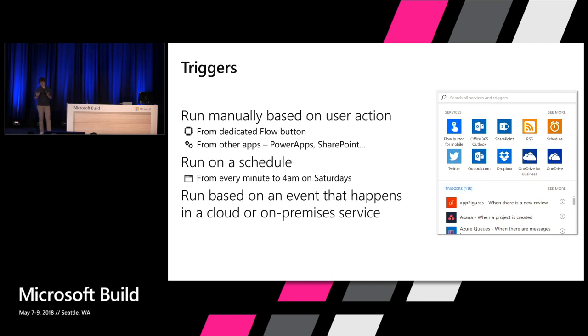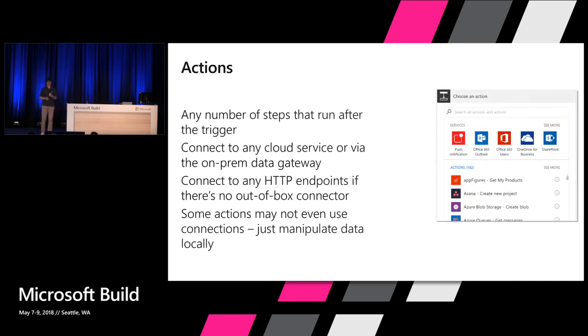Finally, and this is the most common way that people run flows, is by running in response to an event that happens out in the cloud. So if I get an email or a file gets uploaded or somebody posts an RSS feed, all of these things can trigger flows. Then let's look at the actions.